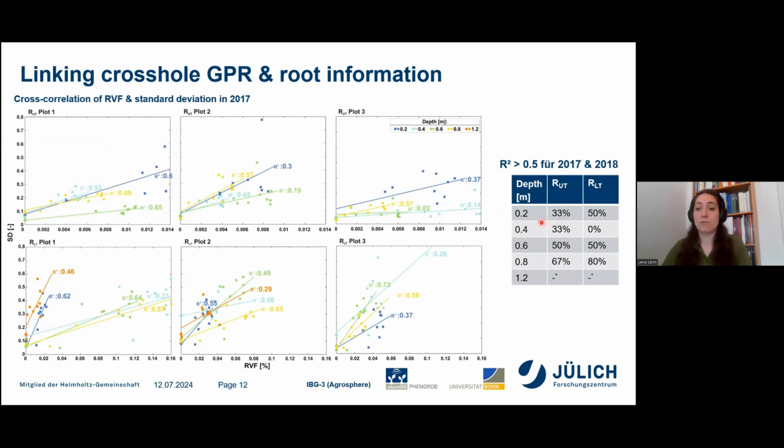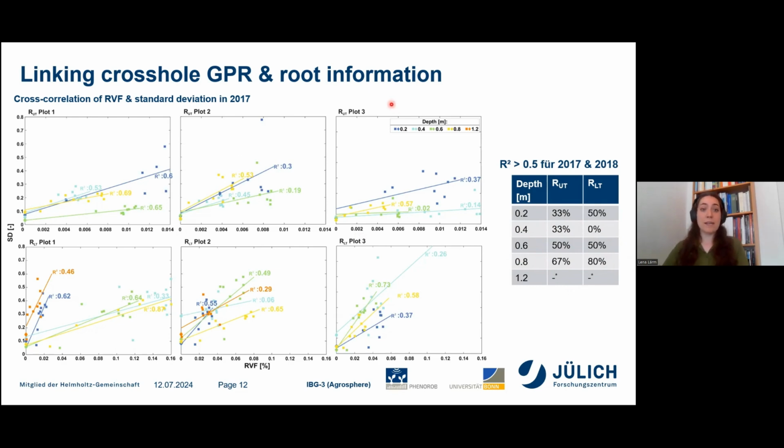So this percentage represents how many correlation pairs are above 0.5. And as you can see, for the 16 to 80 centimeter depths, where we have a lot of roots, we also have a good correlation between the GPR and the root information. And in the lower depths, not so much.